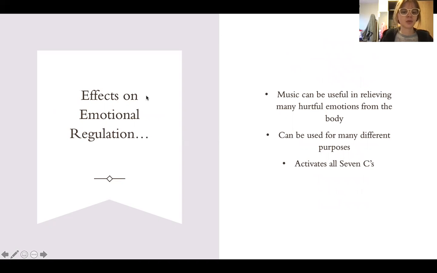Okay, effects on emotional regulation. Music, as I said before, can be used to alleviate a lot of hurtful emotions from the body, and it can be used for a bunch of different purposes, specifically teaching little kids that music helps them memorize things, and it helps them process what's going on, like learning about their body, learning about specific situations. That really helps kids to understand. And as I said before, it does activate all 7 C's.